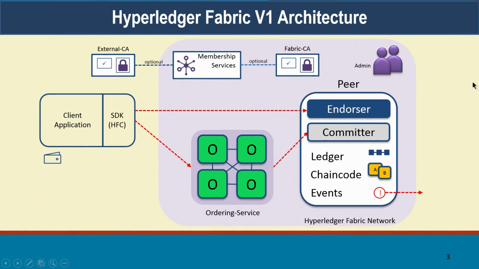So let's look at the high-level architecture. What are the key components of the Hyperledger Fabric architecture itself? Let's start from the top, right? There is a membership service. Like I mentioned, this is going to be providing the notion of identity for the users who are going to be transacting on the blockchain.